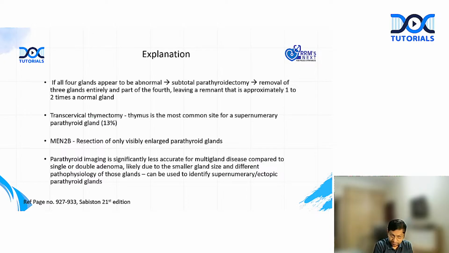Along with that, we do a transcervical thymectomy, because the thymus is the most common site for a supernumerary parathyroid gland, in 13%. Only in MEN2A syndrome, we resect only the visible enlarged parathyroid.